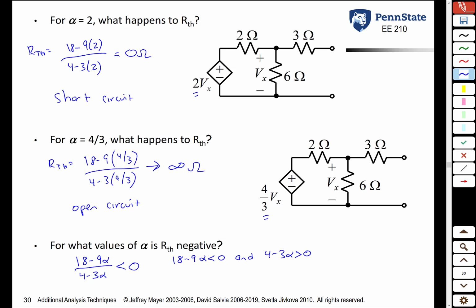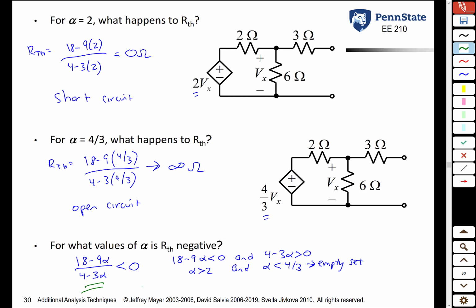Solving for this, 18 minus 9 alpha less than 0 is the same as saying alpha is greater than 2. 4 minus 3 alpha greater than 0 is the same as saying that alpha has to be less than 4/3. Turns out that you cannot simultaneously have alpha greater than 2 and alpha less than 4/3. So this gives us an empty set.